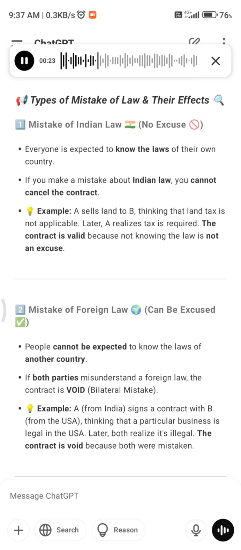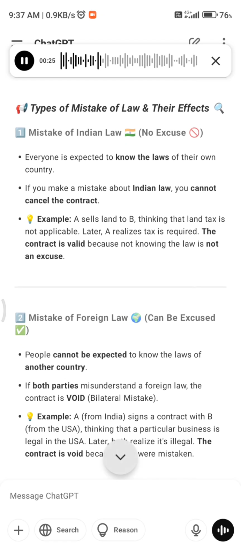Everyone is expected to know the laws of their own country. If you make a mistake about Indian law, you cannot cancel the contract. Example: A sells land to B, thinking that land tax is not applicable. Later, A realizes tax is required. The contract is valid because not knowing the law is not an excuse.